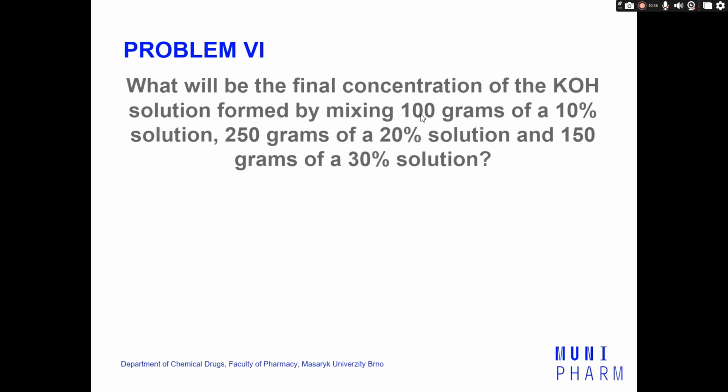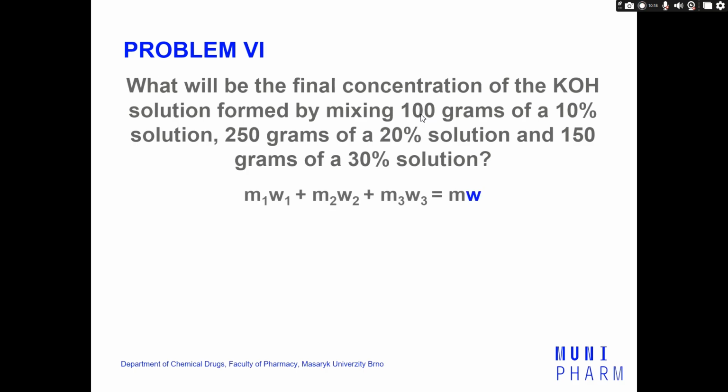We have here a problem to solve. What will be the final concentration of the potassium hydroxide solution formed by mixing 100 grams of a 10% solution, 250 grams of a 20% solution, and 150 grams of a 30% solution? So, at first, let's create an equation.